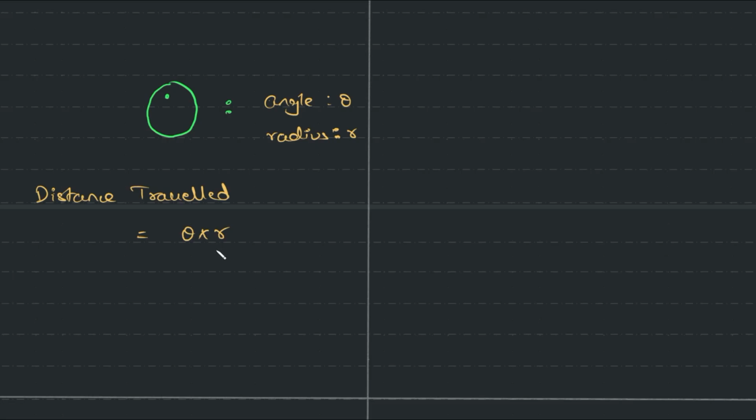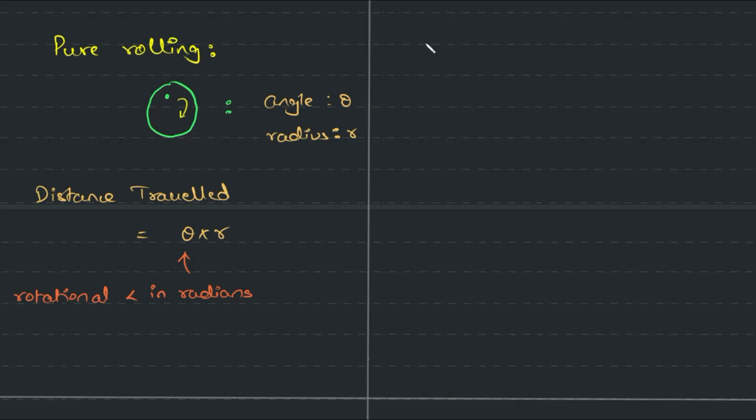Okay, so theta is your rotational angle in radians. So this is your rotational angle in radians. So this is the case for pure rolling. The amount of roll that you get to see will reflect the distance traveled.